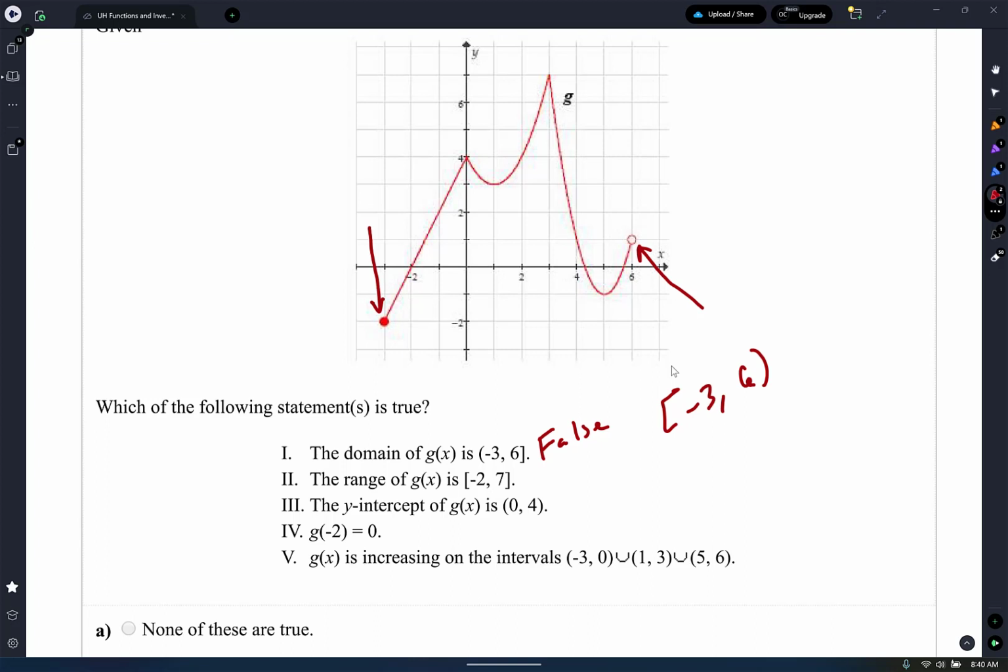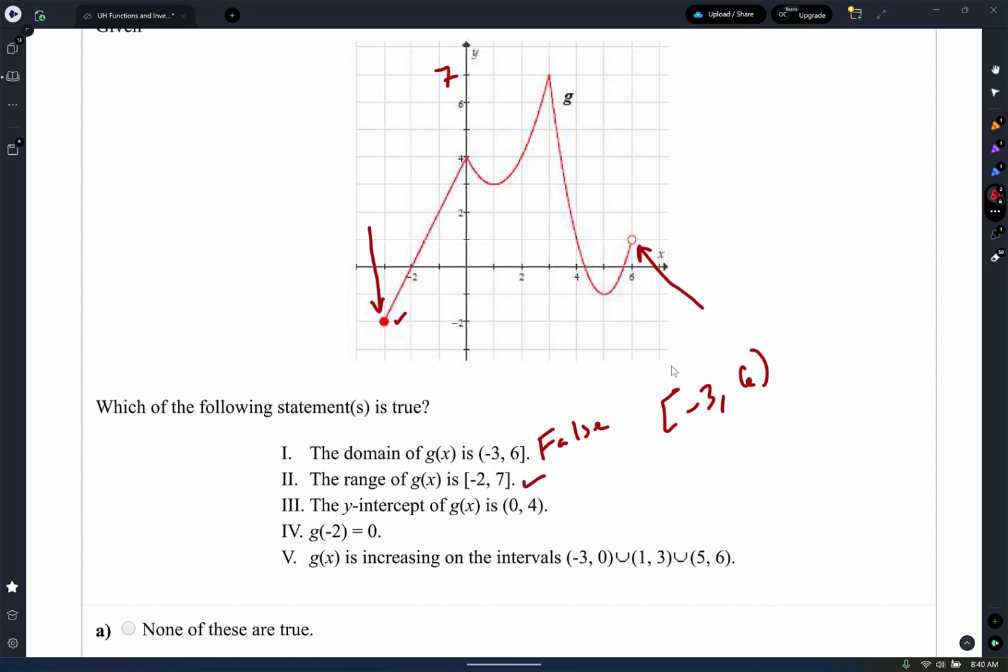Number 2, the range of g of x is negative 2 to 7. I go down to negative 2. That checks out. It's continuous. My biggest value is 7. And that is a solid circle because it's not an open circle. So that means it is solid up there. So that one is true. Remember, number 2 is true.